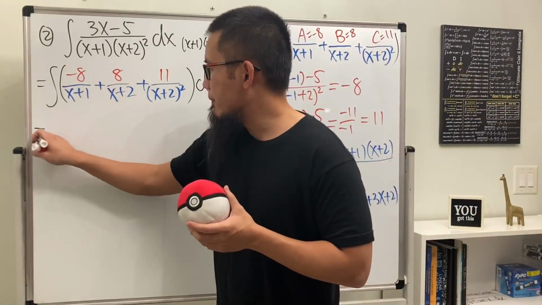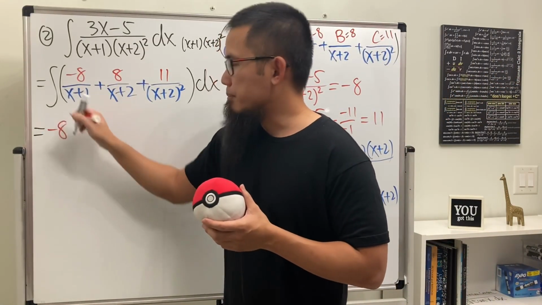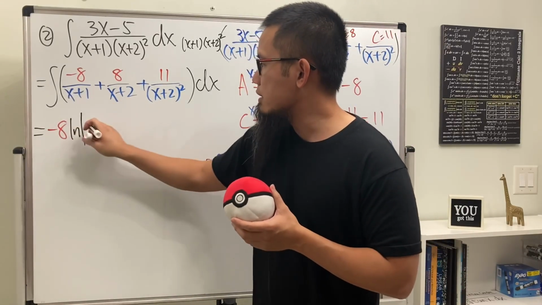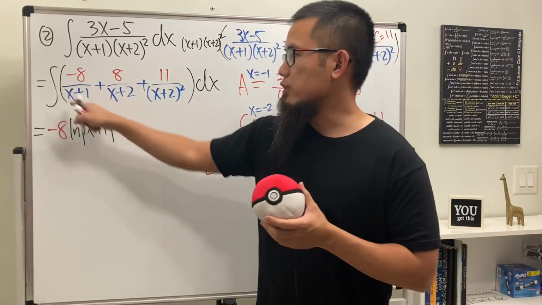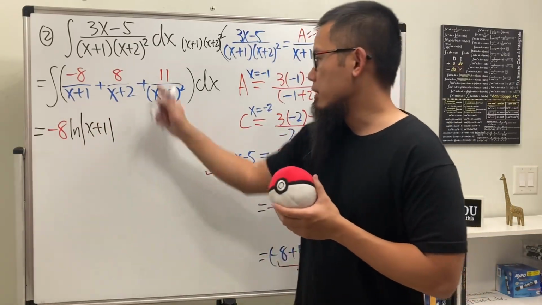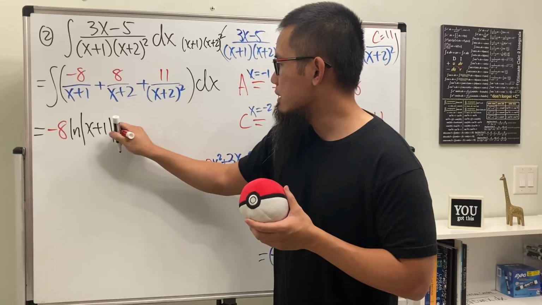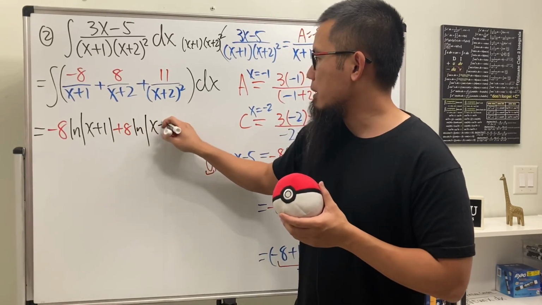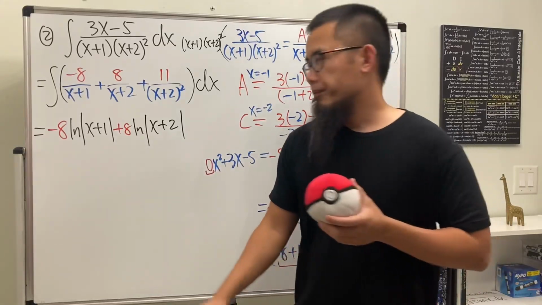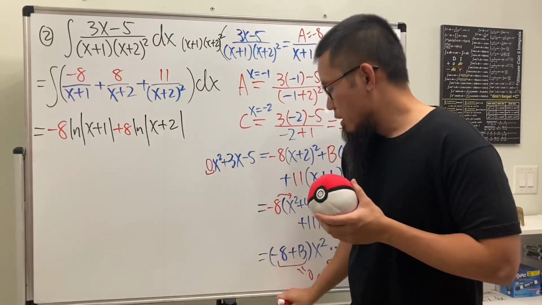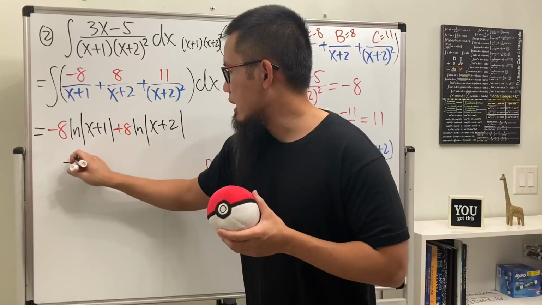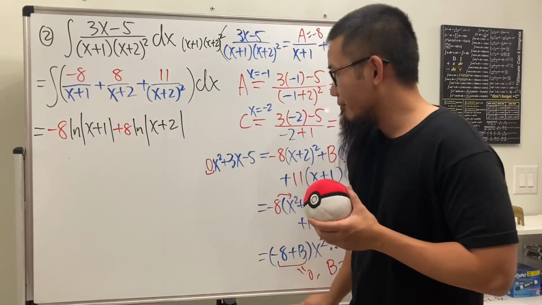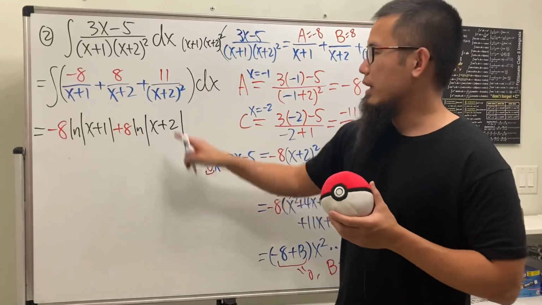For the first one, that's a constant multiple. On the bottom, we have a linear factor, so that will give us ln, absolute value of this. And the coefficient right here is 1, so we didn't have to divide anything. Continue. Next one, positive 8, so plus 8, and then ln, absolute value, x plus 2. Now, for this one right here, we have the positive 11. Actually, not yet. Let me show you this first. We have the 11, right? And then we have that.